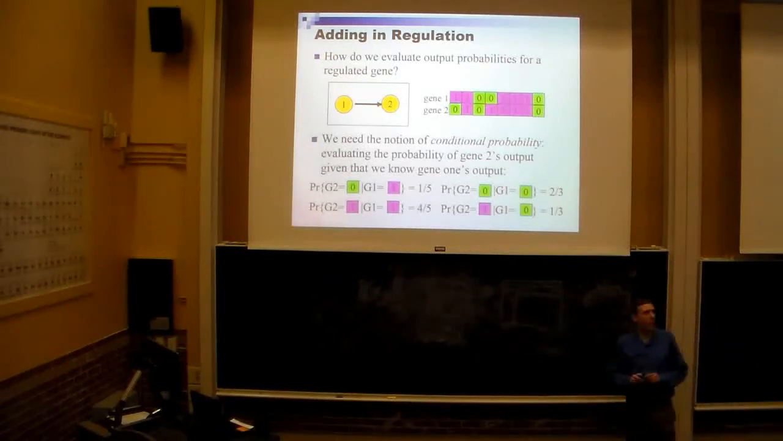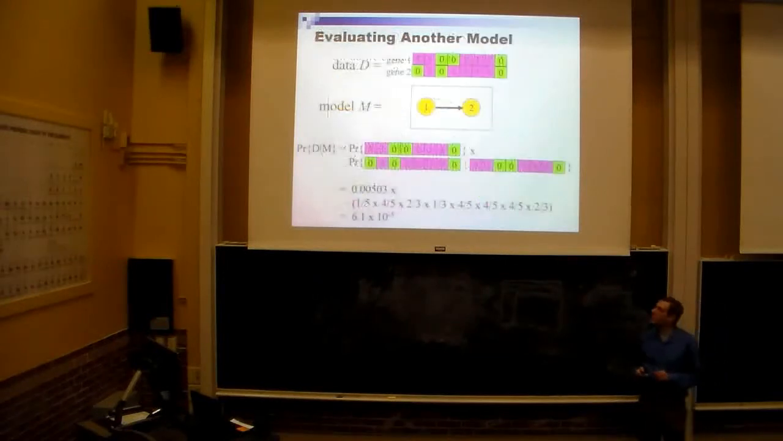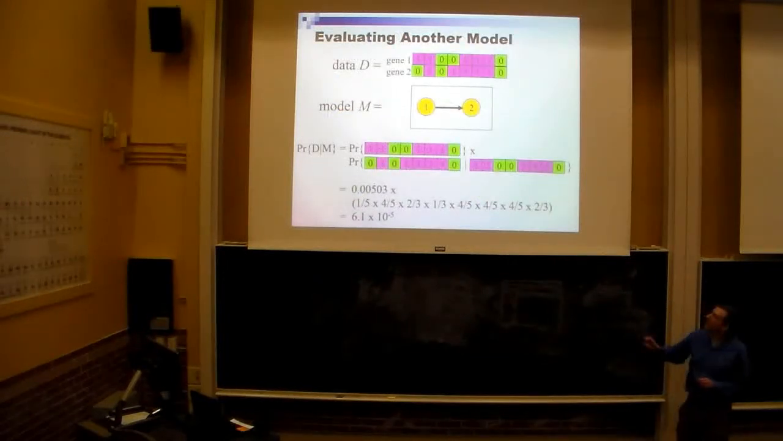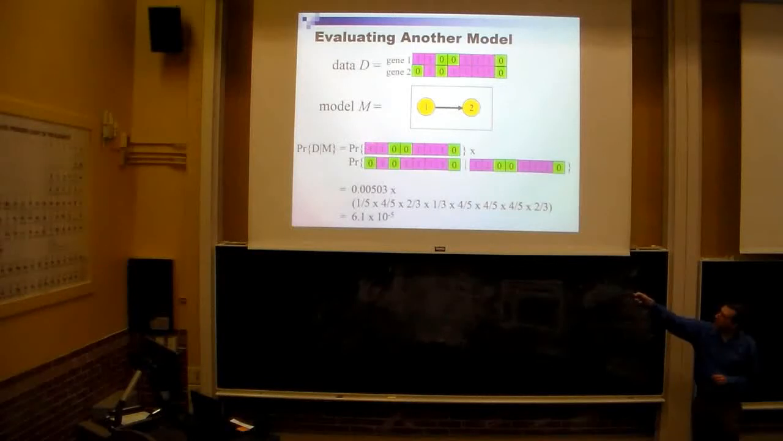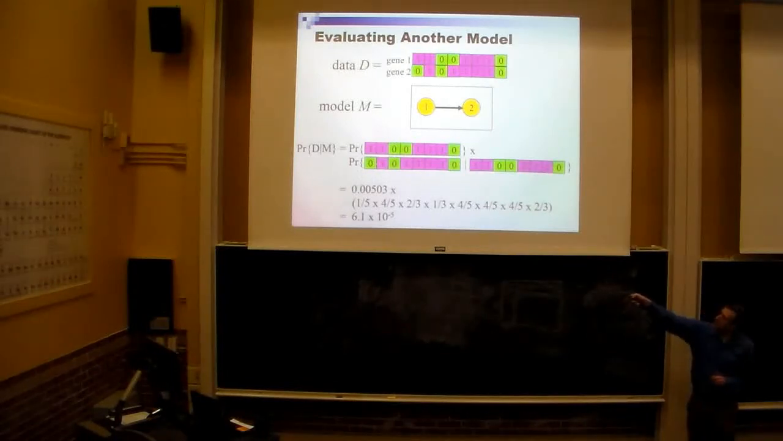So we now have all the probabilities we would need to figure out the likelihood of this string of expression values for gene 2, given the string of expression values for gene 1. And we can just plug in there and say that the likelihood of this model, where we have gene 1 regulated by gene 2, is given by the probability of gene 1 on itself producing this string of expression values, which we already figured out was 0.00503, and the probability of gene 2 producing this string of expression values, given that gene 1 has produced this string of values.